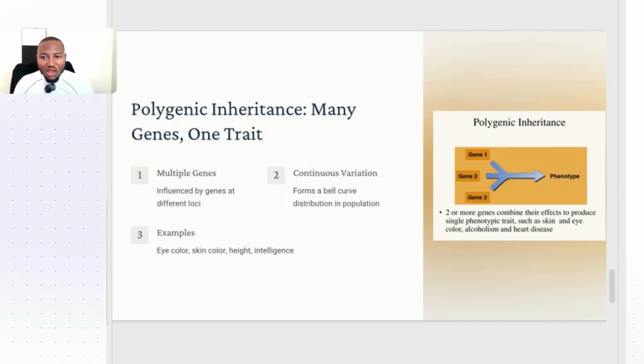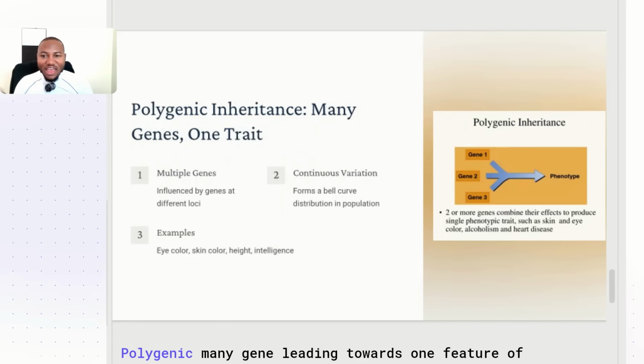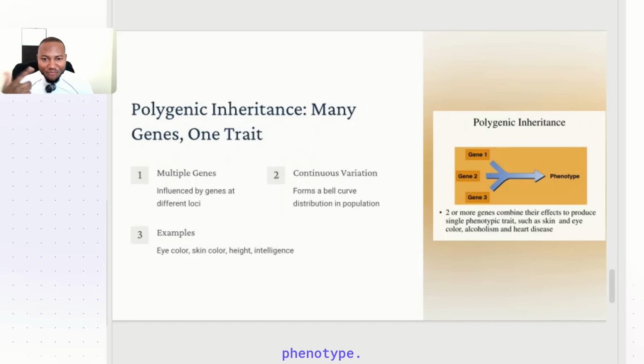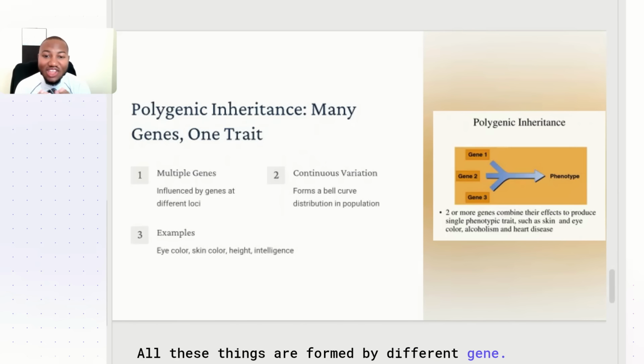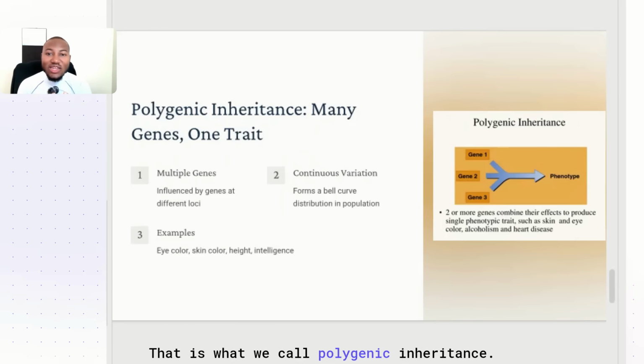I'll give you questions. Now, there's something we call polygenic inheritance. Polygenic, many genes, leading to what? One feature of phenotype. All right? So multiple genes, different locations, form one thing. For example, the eye color, the skin color, the intelligence, height, all these things are formed by different genes. That is what we call polygenic inheritance. I'll give you an example.